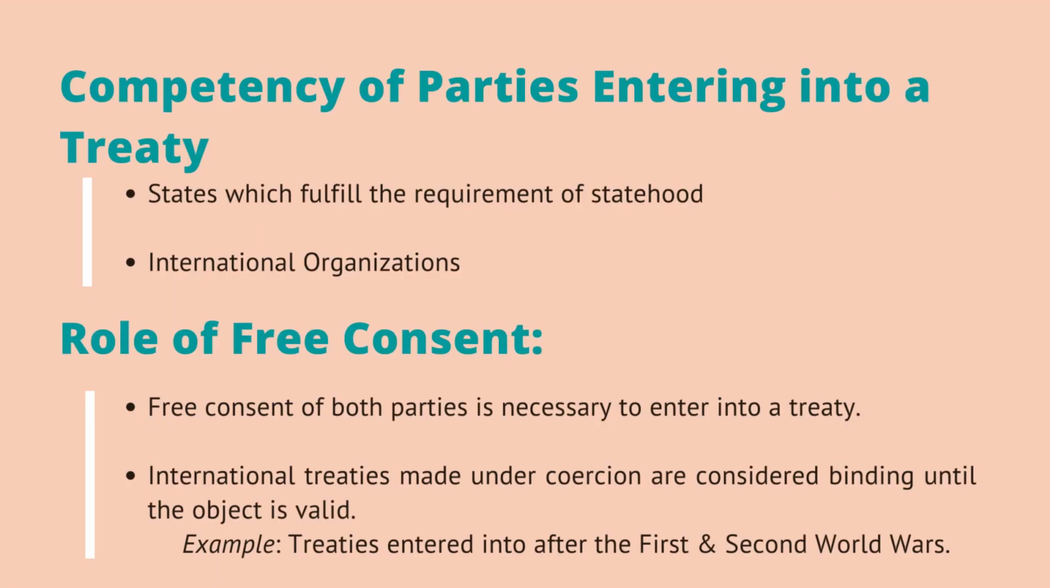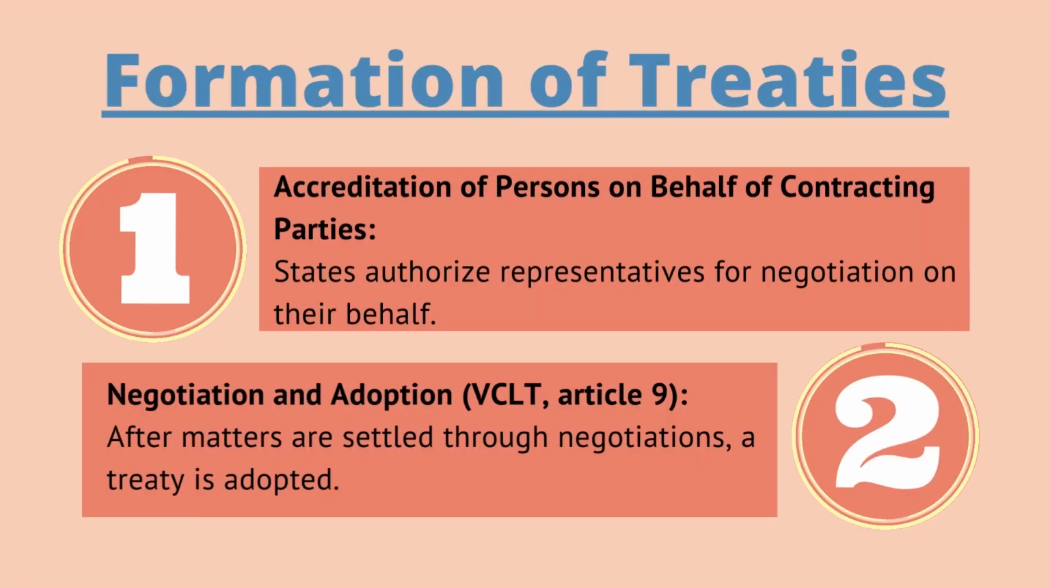When it comes to the competency of parties entering into a treaty, generally, only states which fulfill the requirement of statehood and international organizations can enter into a treaty. Moreover, free consent of both parties is necessary to enter into a treaty. International treaties made under coercion are considered binding until the object is valid. For example, treaties entered into after the First and Second World Wars.